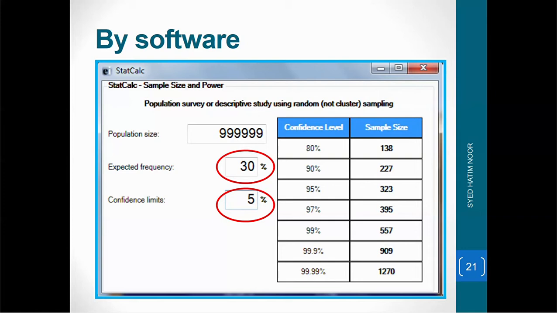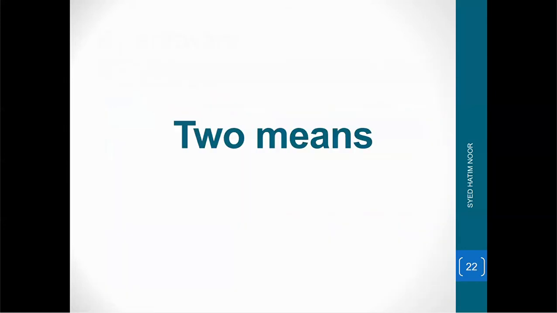All right. Next one is two means. We have learned single mean and single proportion just now. If you just want to determine the mean level or the prevalence, then we use the descriptive one, single mean as well as single proportion.